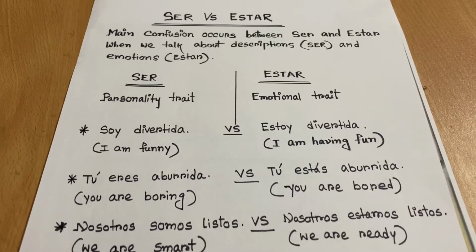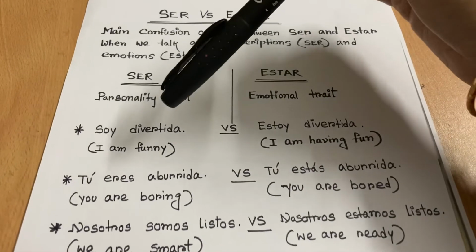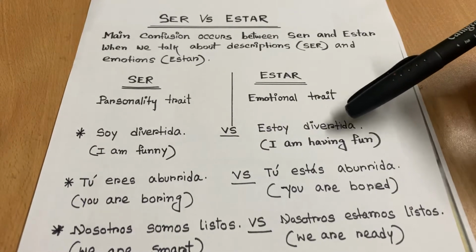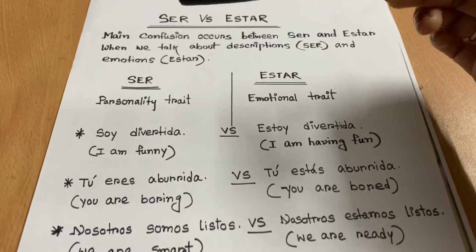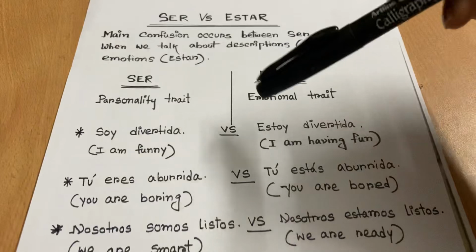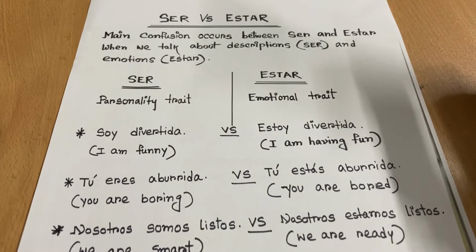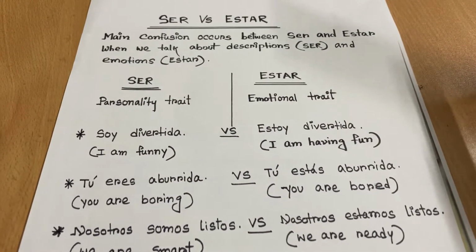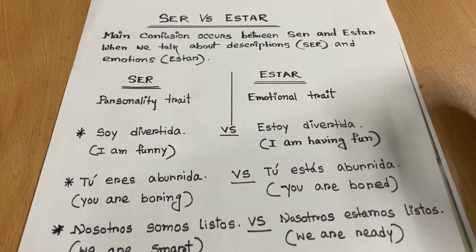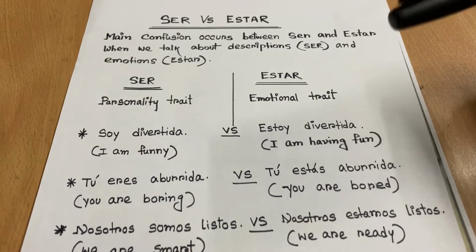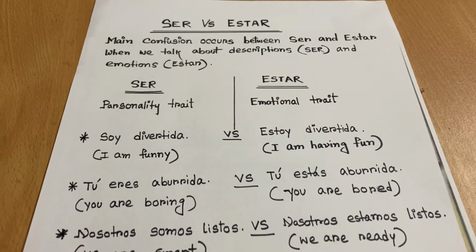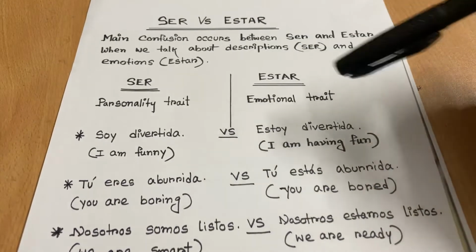Now, for example, if I say soy divertida, and if I say estoy divertida, here I didn't write the yo because you can always omit the subject pronoun when you are putting the verb in Spanish. So you can say it, or if you are not saying it, that is also absolutely fine. So soy divertida means I am a funny person. That is my personality. And estoy divertida means it is my emotion. I am having fun. So the meaning changes completely.